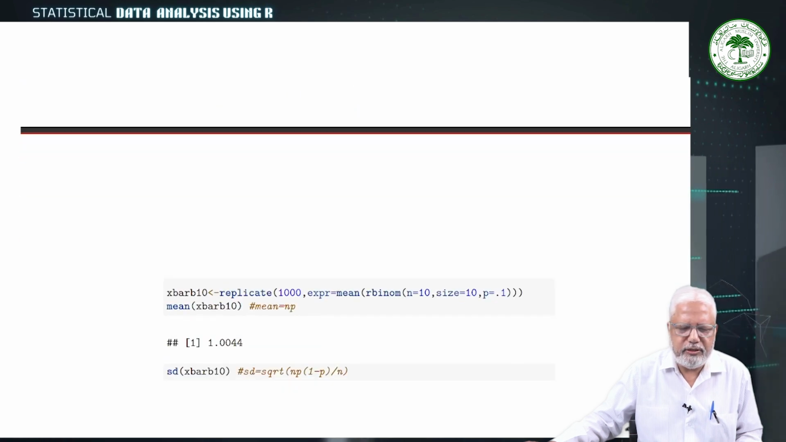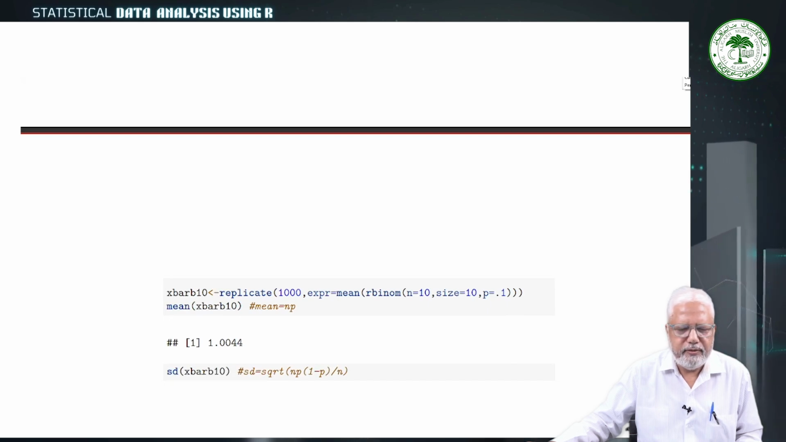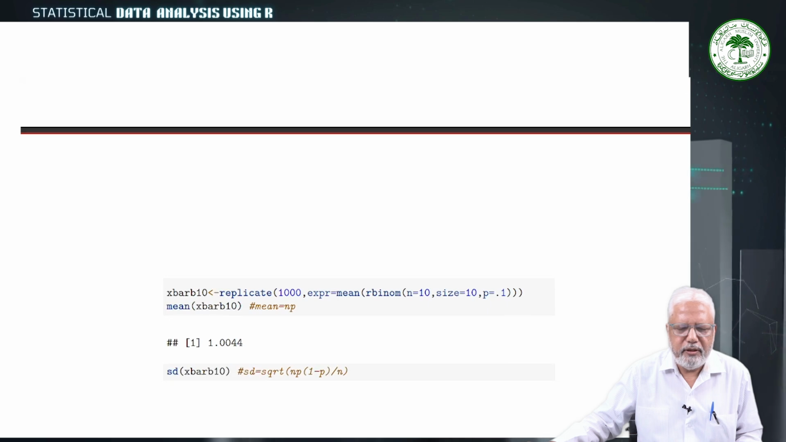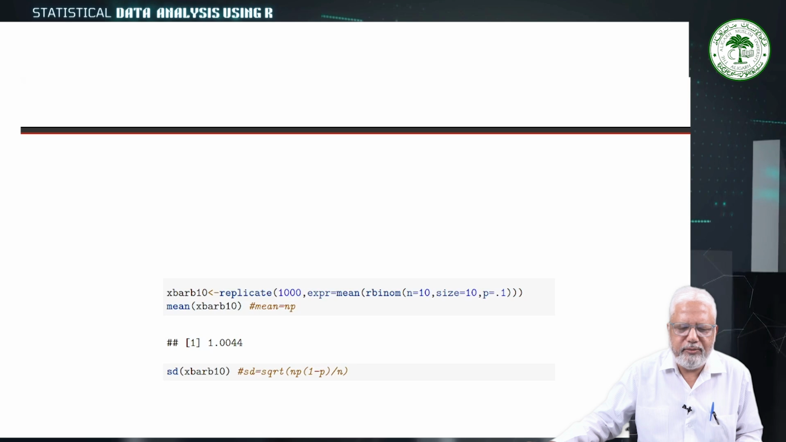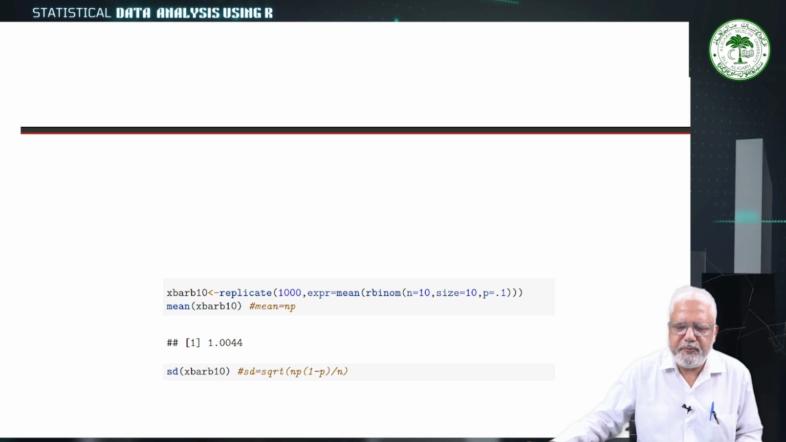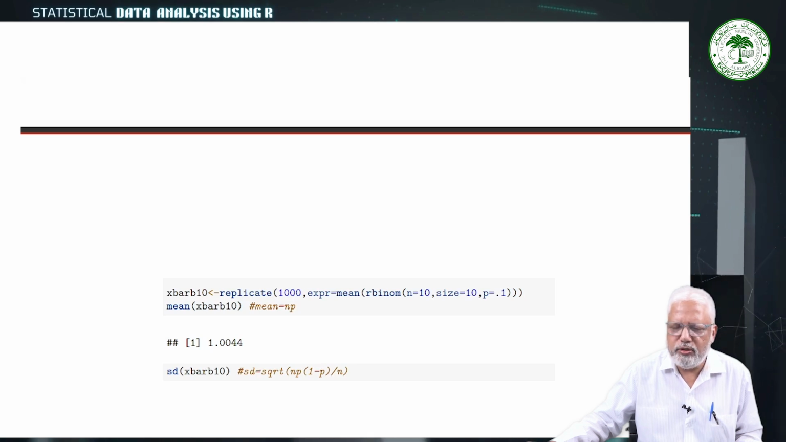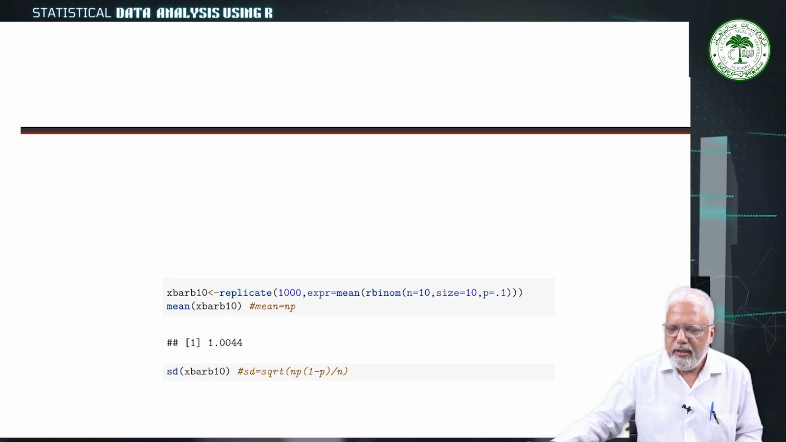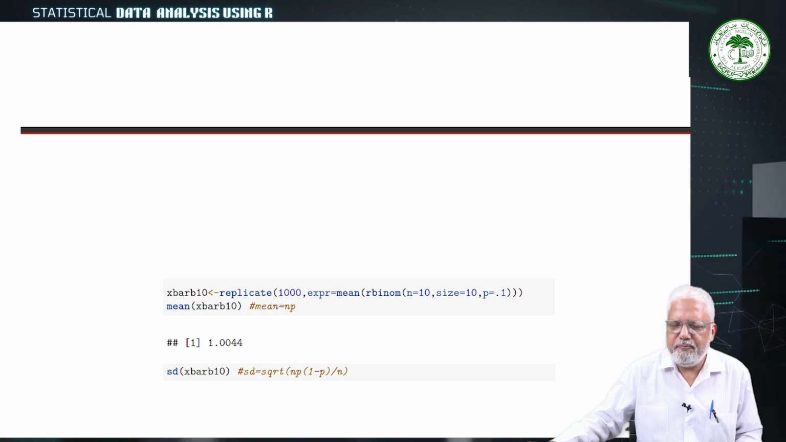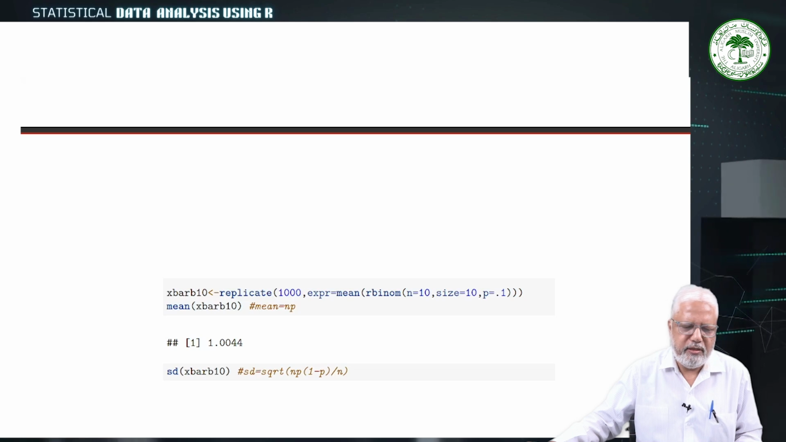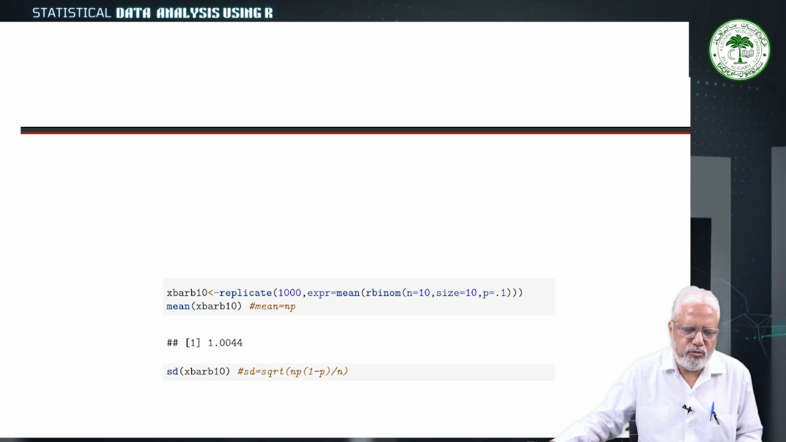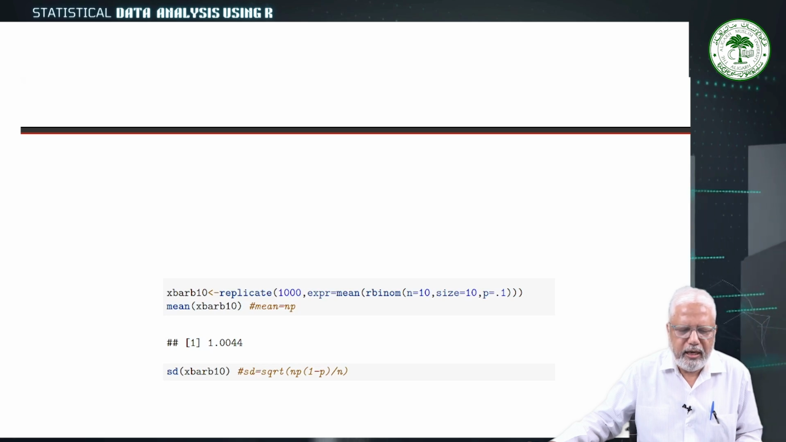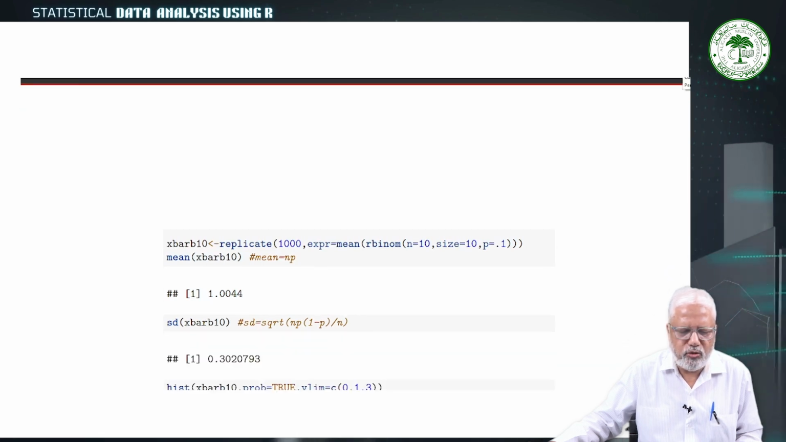Here we have changed x bar 10. See, replicate, 1000 times it is being replicated. The expression is equal to mean of rbinom with n equal to 10, size equal to 10, but p is equal to not 0.5, p is equal to 0.1. And now the mean is actually 1.00, so the mean is very close, and SD is also 0.30.